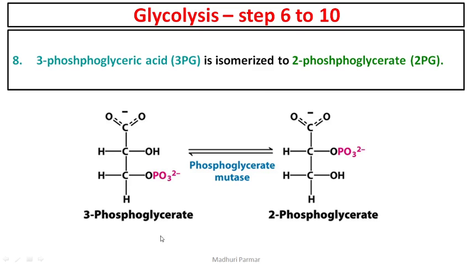The 8th step is this 3-phosphoglyceric acid or 3-phosphoglycerate. It gets converted into its isomer, which is 2-phosphoglycerate. What is the difference between the two? The only change is the position of the phosphate group, from third carbon to second carbon, right? So 3-phosphoglyceric acid is isomerized to 2-phosphoglyceric acid or 2-phosphoglycerate, and the enzyme used here is phosphoglycerate mutase. Mutase is just a type of isomerase, fine?